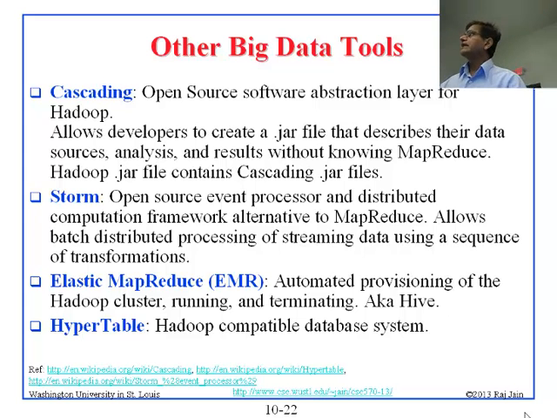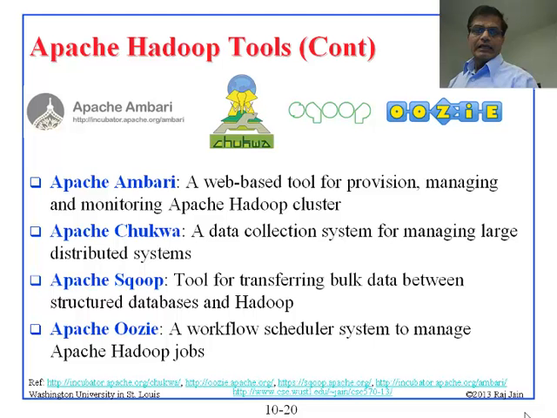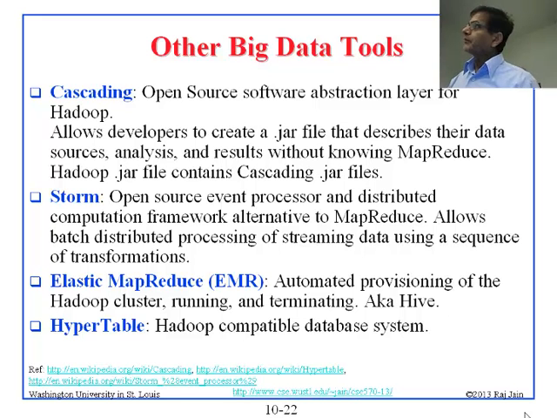Storm is an event processor. And this is very similar to what we saw before, a scheduler. Okay? And that scheduler was Oozie. All right? So there is Storm. It is an open source event processor, a distributed computation framework, an alternative to MapReduce, which allows batch distributed processing of streaming data. So the thing about Storm is that it allows streaming data to be analyzed.